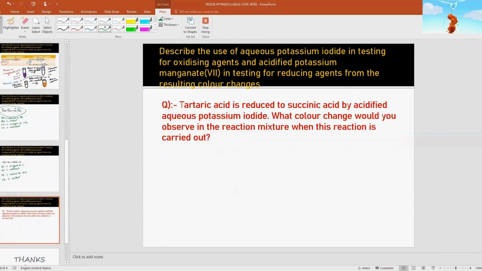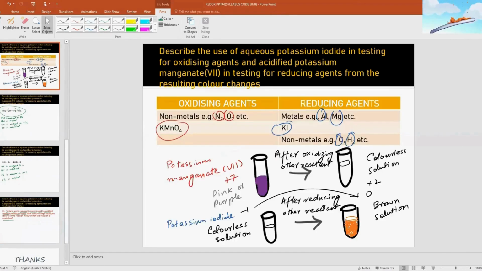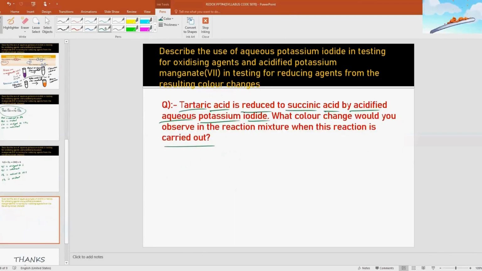Tartaric acid is reduced to succinic acid by acidified aqueous potassium iodide. What color change would you observe in the reaction mixture when this reaction is carried out? Look at this again. Now you can write the answer easily. Colorless to brown.